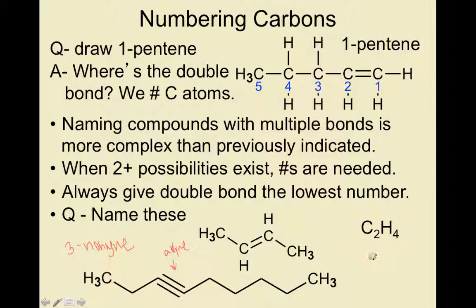If I draw this one out, I can see that it is an alkene, and with 2 carbons, that would make this ethene.